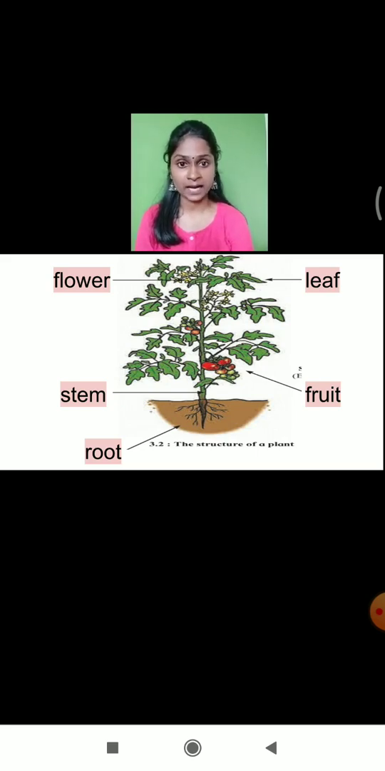Leaves help the plant to prepare the food with the help of photosynthesis. So whatever food is prepared by the leaf, it will be stored by the fruit. Okay, and you can see the flower. Flower is the reproductive organ of the plant. So flower helps in the reproduction process of the plant, because this flower later on converts into the fruit, and as fruits contain the seeds, these seeds are helpful to get the new plant. Okay, so these are the different parts of the plant.